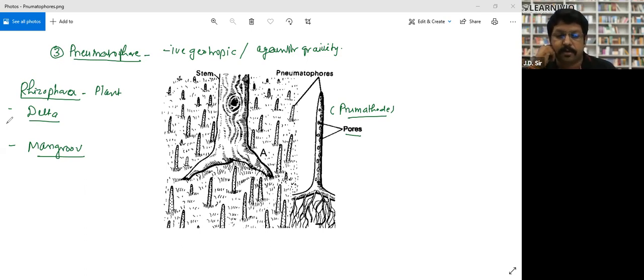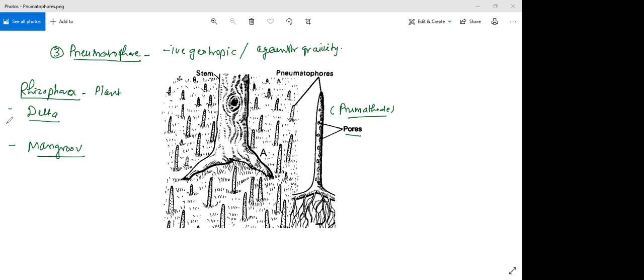Roots have small pores called nematophores, which help them in breathing. So with the help of these pores, the roots take in oxygen and release carbon dioxide. Is it clear to all of you? Mangrove plant clear? Yes, sir.